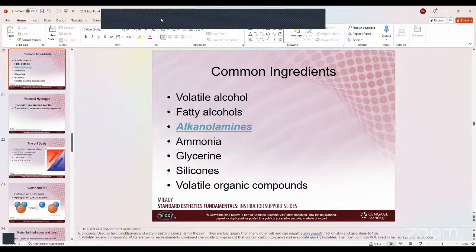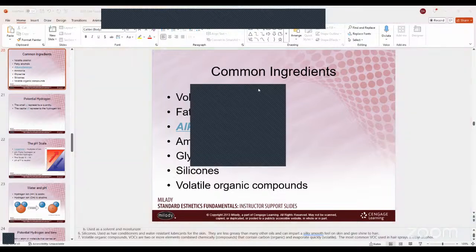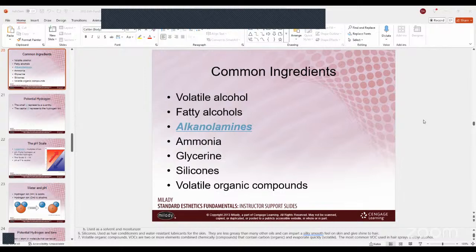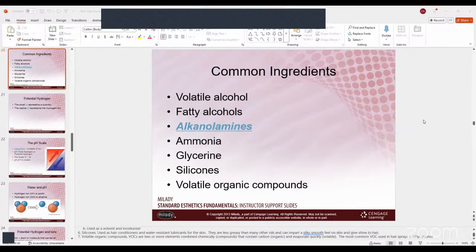Let's see who's on. It may have a silicone base. And even in your serums, glycerin or silicone may be one of your key ingredients, and then you add everything on top of it. Silicones can be used as hair conditioners. They're resistant lubricants for the skin.